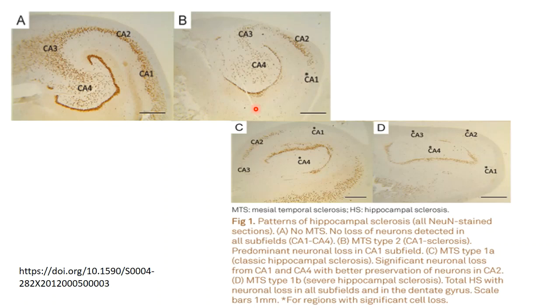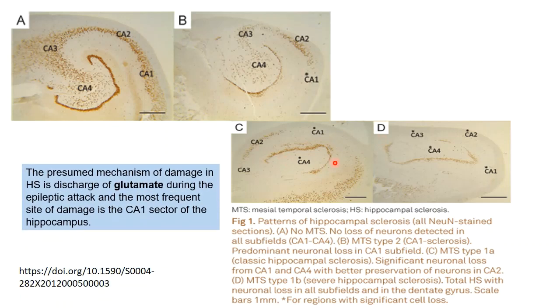The NeuN immunohistochemistry shows that there is a loss of neurons typically in the cornu ammonis 1 region, as shown in figure B. Whereas in figure C, you see that there is a typical loss of neurons in the cornu ammonis 1 and 4. This is called the classic hippocampal sclerosis. Whereas in figure D, you see that there is a neuronal loss involving all the cornu ammonis regions or sectors of the hippocampus. However, the neurons in the dentate gyrus are preserved.